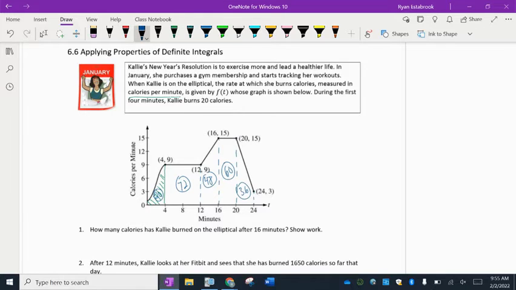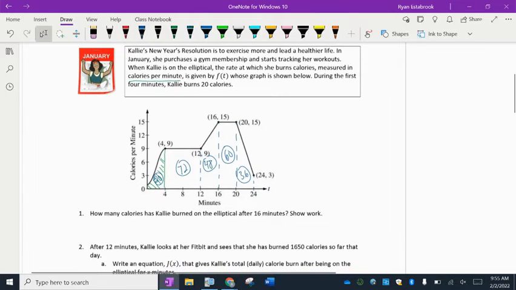We'll see what we have to use in the various problems, but it's nice to get that out of the way. In question 1 then, how many calories has Callie burned on the elliptical after 16 minutes? The information is now on our graph. See if you can answer it. Share your idea with a friend. Show your work. You don't have to show everything. We have a lot of things on the graph, but make sure you show enough that justifies why your answer is what it is. So we're adding those different regions from 0 to 16 together, and I believe that's going to be 140 calories.